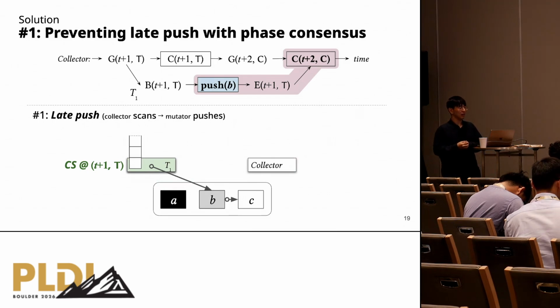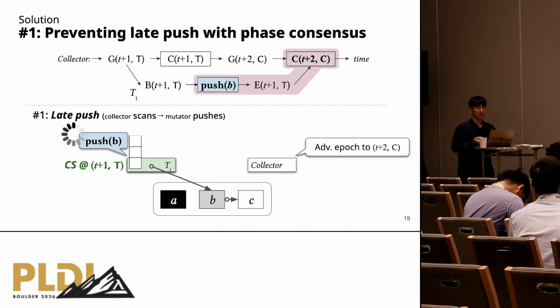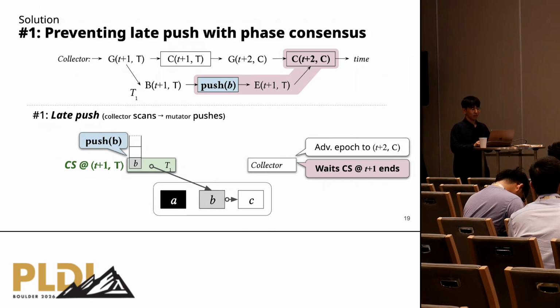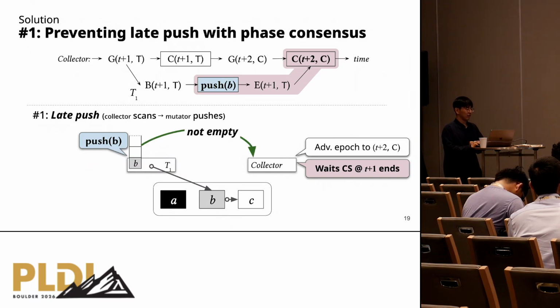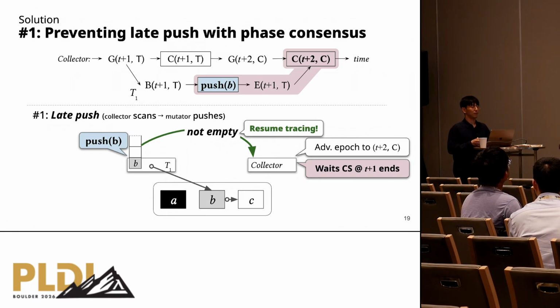Concretely, the mutator is tracing inside the critical section during the tracing pace. It is about to push B. Meanwhile, the collector wants to advance to completion and scan. But it first waits for the mutator's open section to close. The mutator pushes B and ends its critical section. Now the collector scans and finds the stack not empty and resumes tracing instead of freeing B.